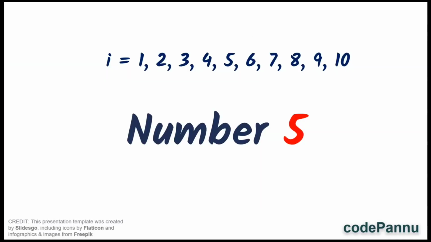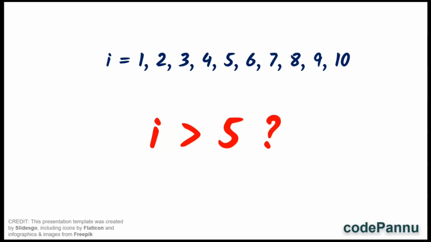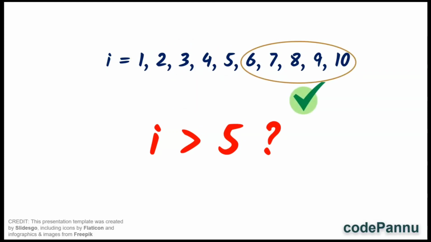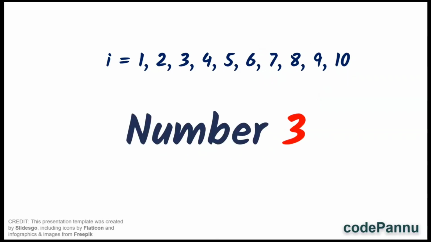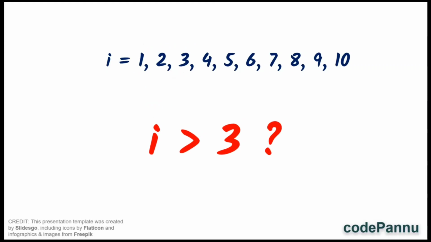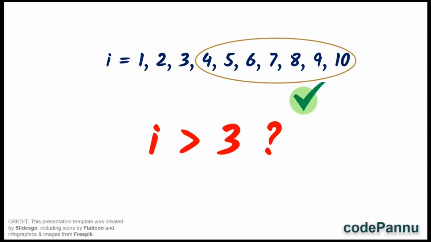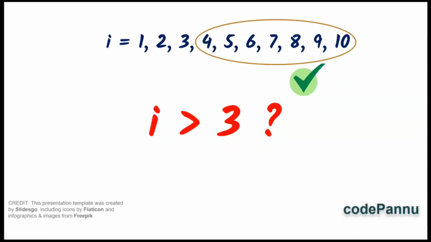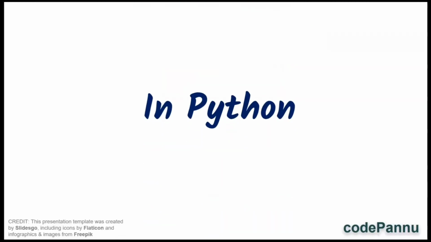Now, let me take the number 5 to check here. When I check whether the I value is greater than 5, you will see that the first 5 values are not greater than 5, but the next 5 values are greater than 5. Same way, if we check with number 3, then you will see that the first 3 values are not greater than 3, but the next 7 values are greater than 3. How can we make Python print the same as output? Let us go to Python and see an example.